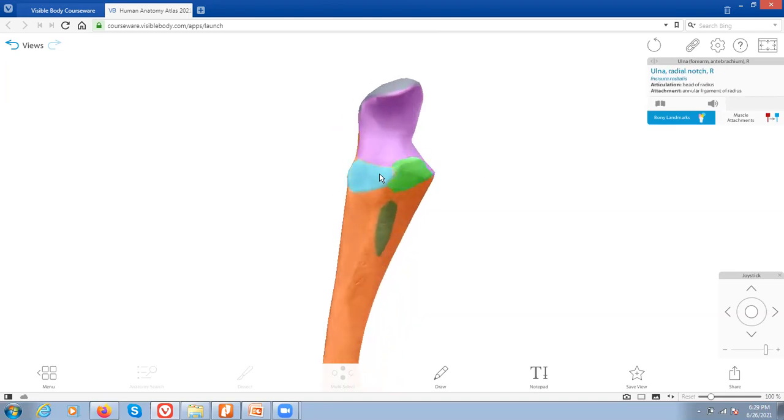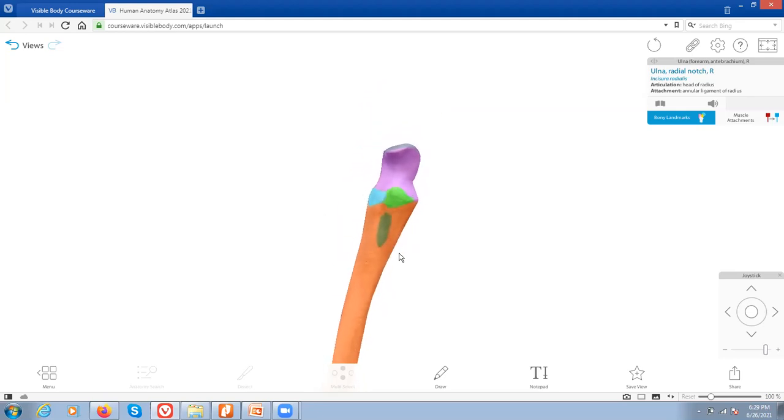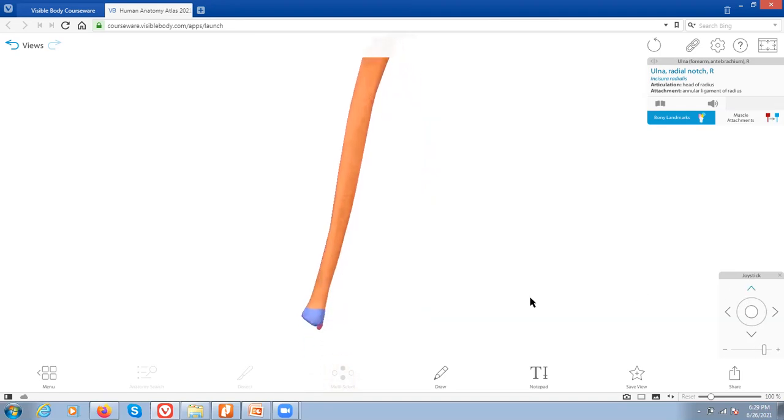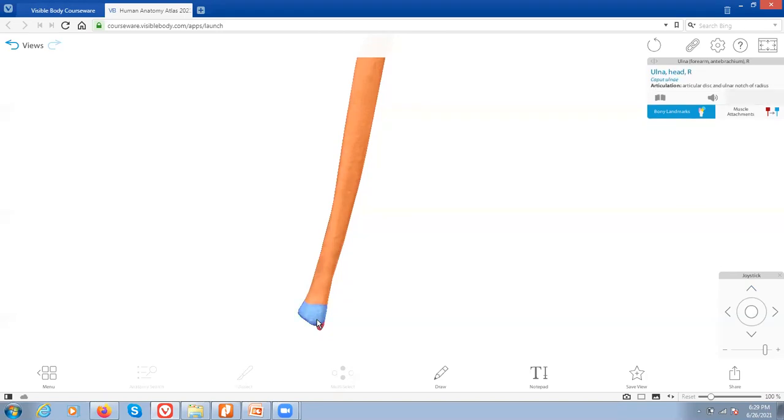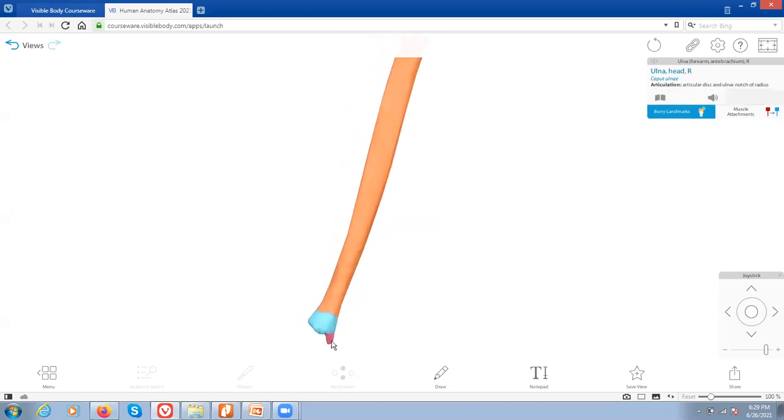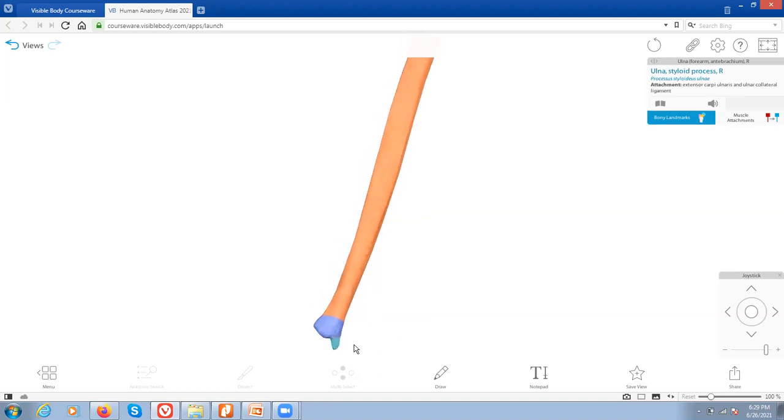There's a slight facet right here. This is called the radial notch. That's because the head of the radius articulates here. And then at the bottom portion, what you have is what's called the head of the ulna, as well as this little pointy region, which is called a styloid process. So there are several pointy things like this called styloid processes throughout the skeleton. We've seen it previously, but it will be a part of the bump on the side of your wrist. So you can actually feel this.